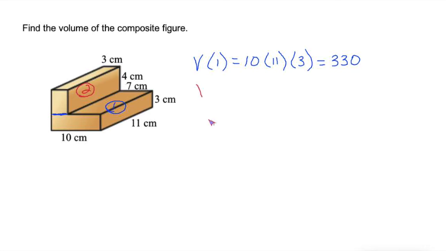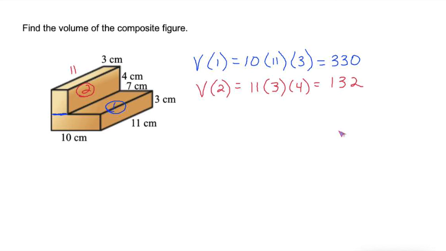Now, let's find the volume of the second one. What are the dimensions of the second one? Well, notice it's going to be 11 in this direction. See how it's 11 all the way across? So it's going to be 11 by, and this way is 3 across and 4 high. So times 3 times 4. So that's going to give me a total of 132.